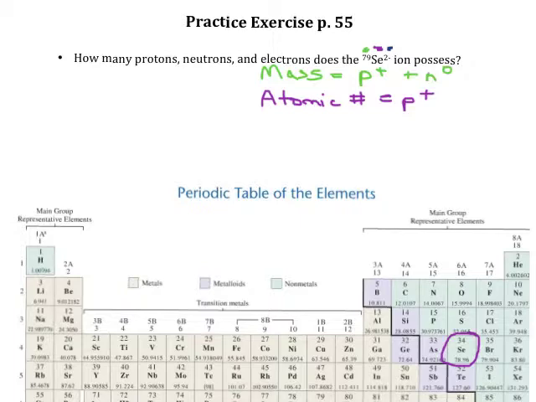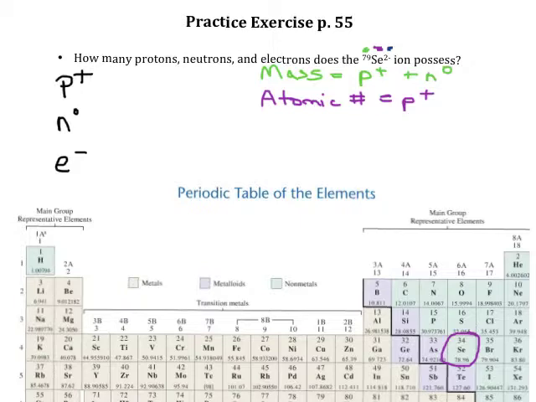So let's start by writing out what's going on with the charges on the protons, neutrons, and electrons. We should remember that protons have a positive charge, neutrons have a neutral charge, and electrons have a negative charge. So that's why we write P with the plus, the N with the 0, and the E with the minus to show that protons have a positive charge, neutrons have a neutral charge, and electrons have a negative charge.